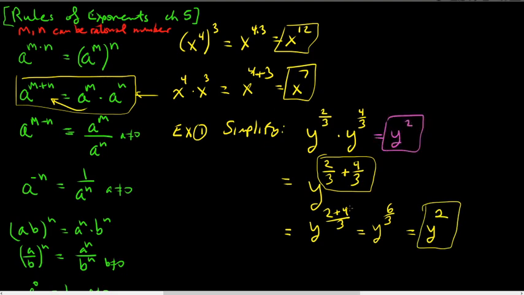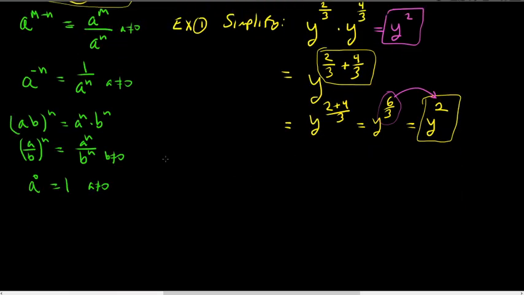Do not leave your answer as 6 over 3. That's not in lowest terms. So always reduce your fractions. Make sense? Okay. So I think I'll do one or two more. And these are just rules of exponents.